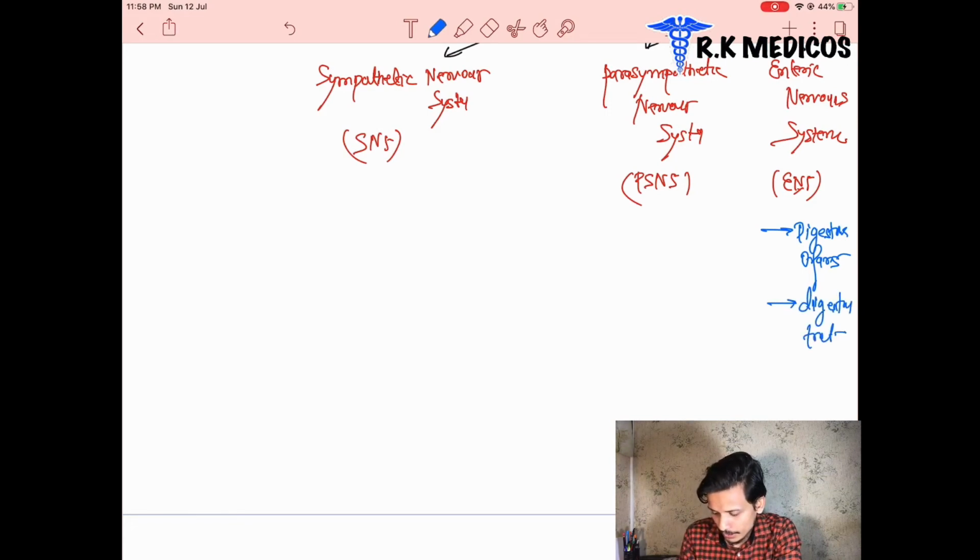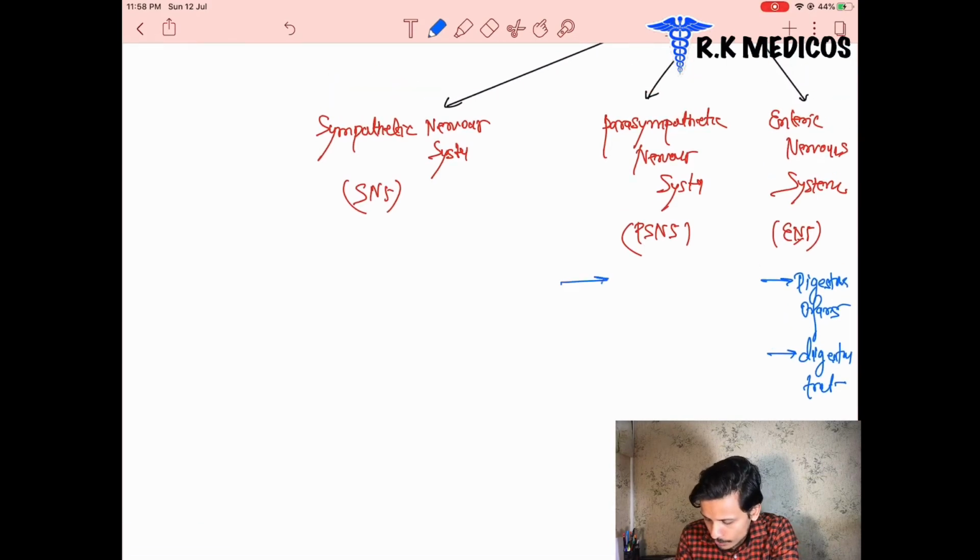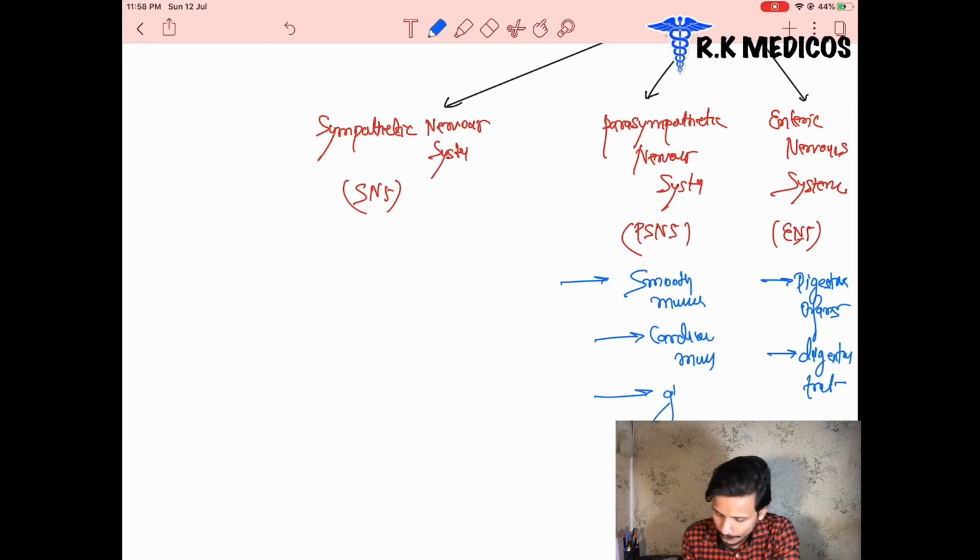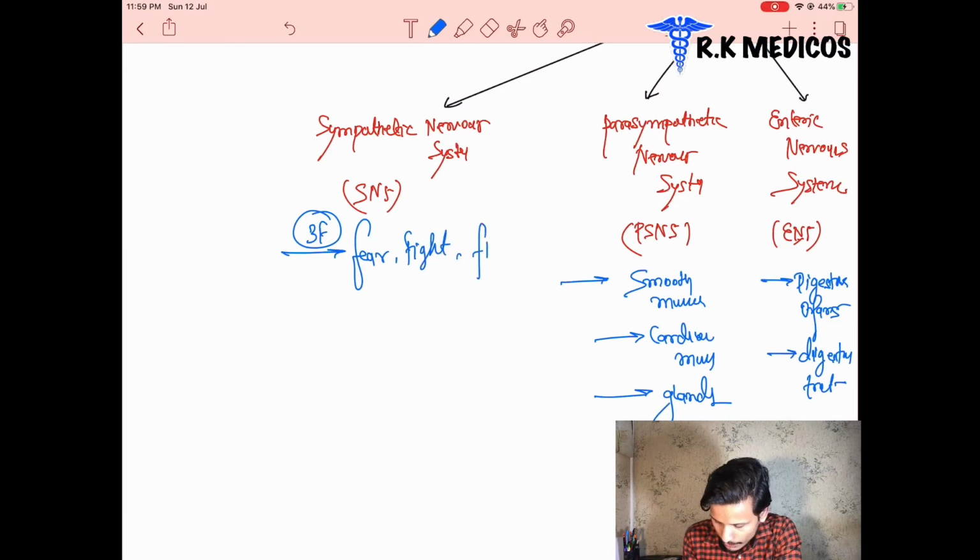In the parasympathetic nervous system, they are basically located in our smooth muscles or the cardiac muscles, and they are present in our glands. And the sympathetic nervous system secretes its neurotransmitters in the 3F: fear, fight and flight.